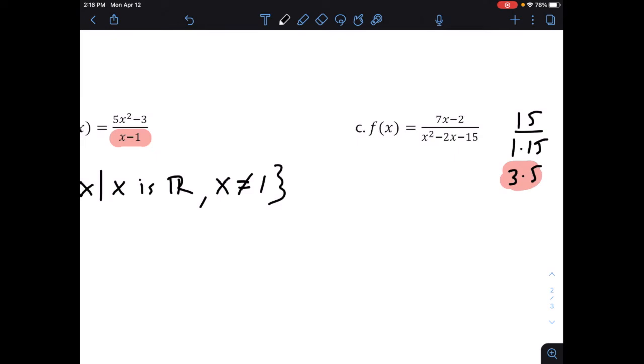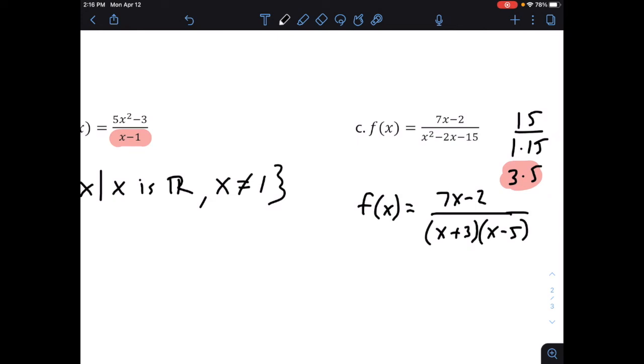So I'm just going to rewrite this function now as f of x equals 7x minus 2, but then I'm going to rewrite the denominator as two factored binomials. So I'm going to write it as x plus 3 and x minus 5. And the reason I want to do this is because now I can easily identify what number I can plug into the first binomial to make it 0, and then what number I can plug into the second binomial to make it 0.